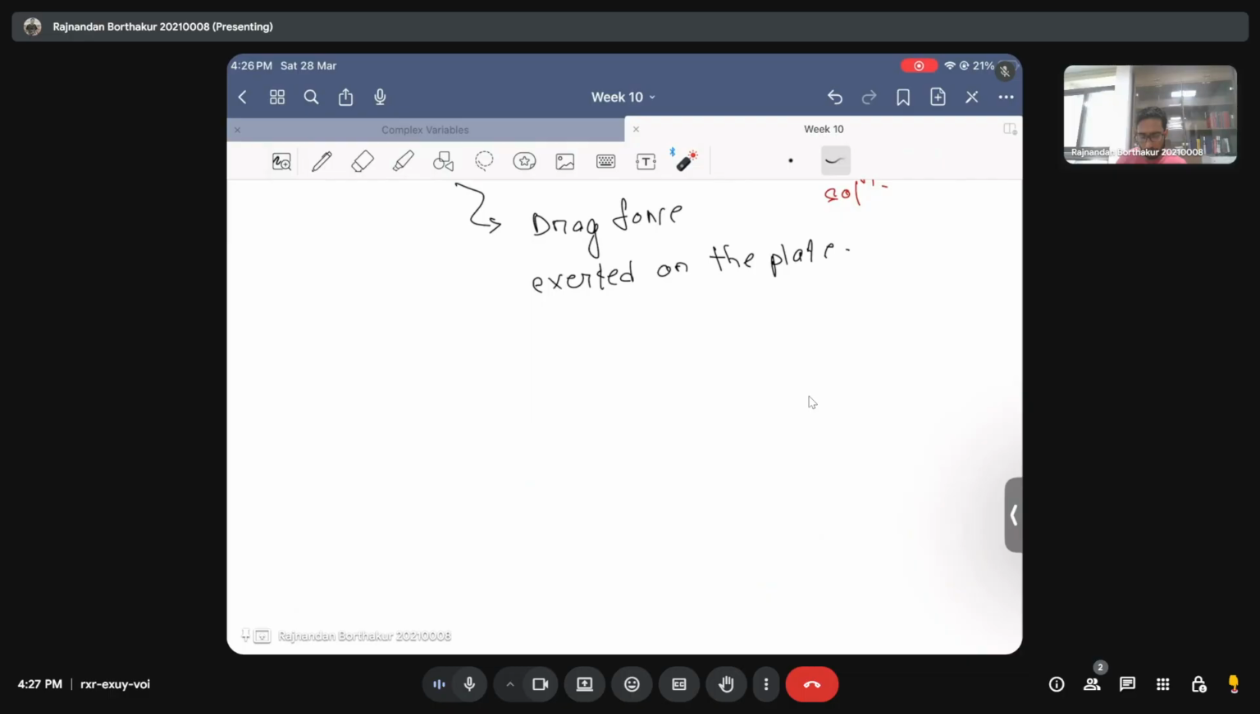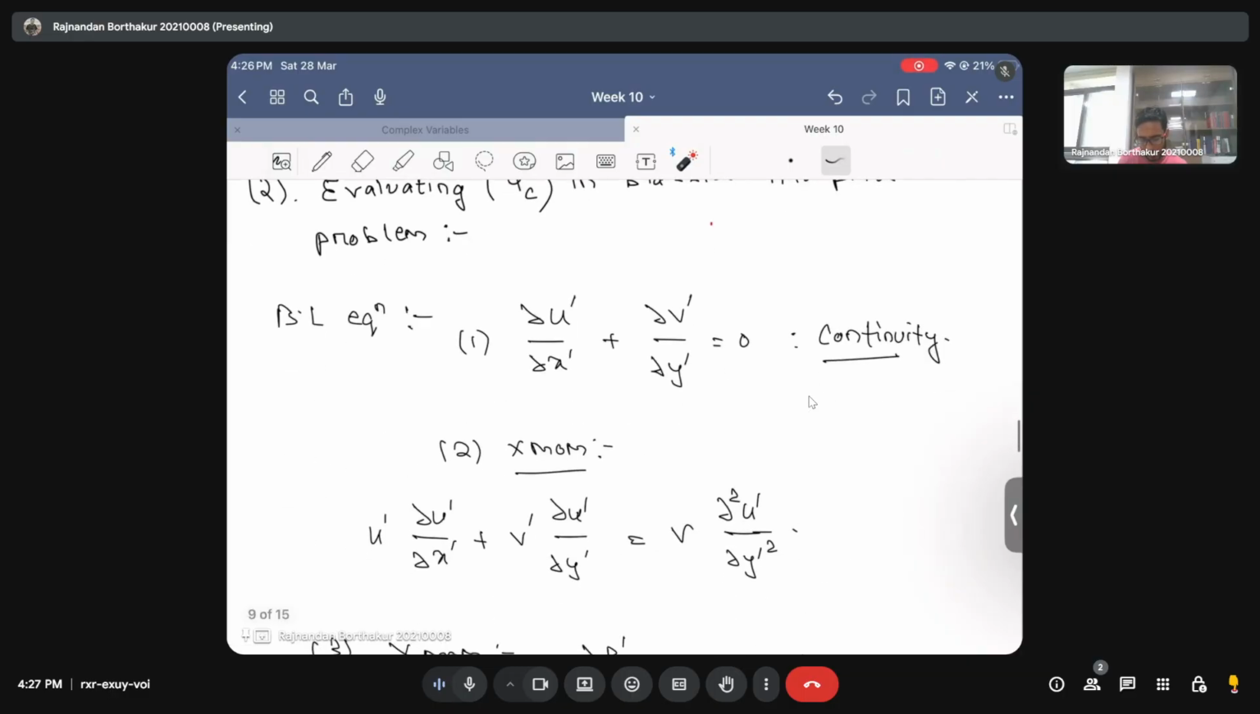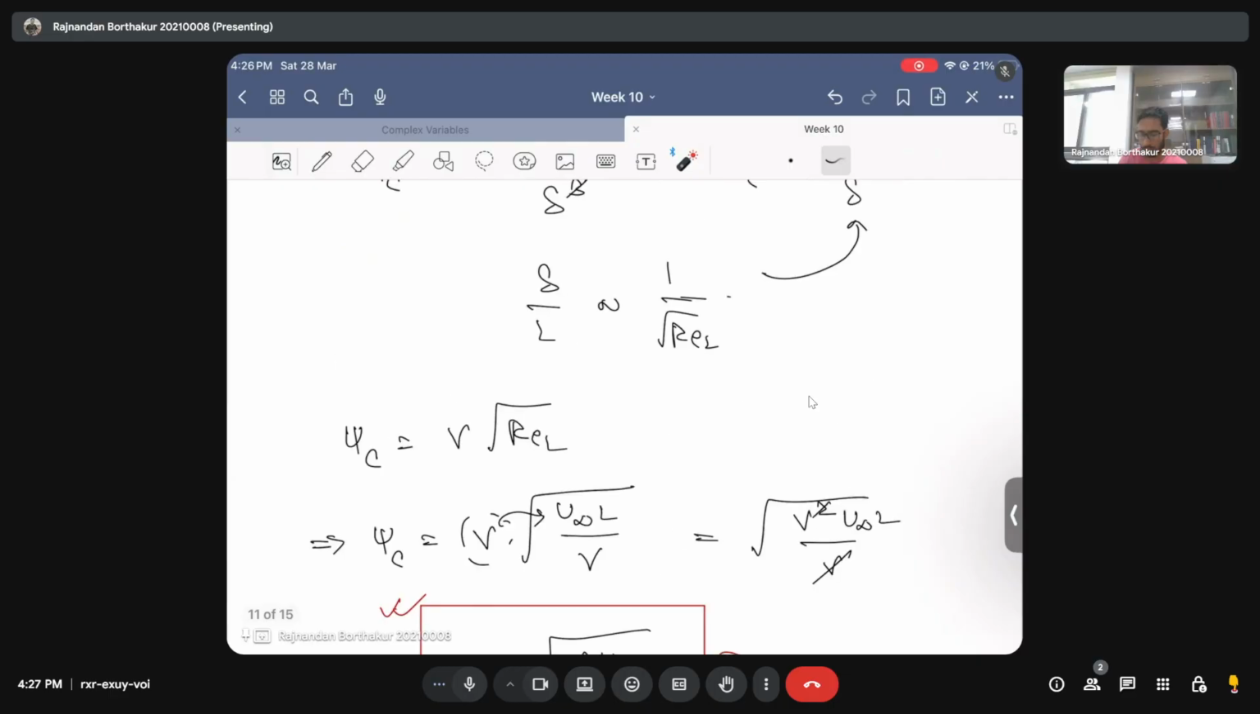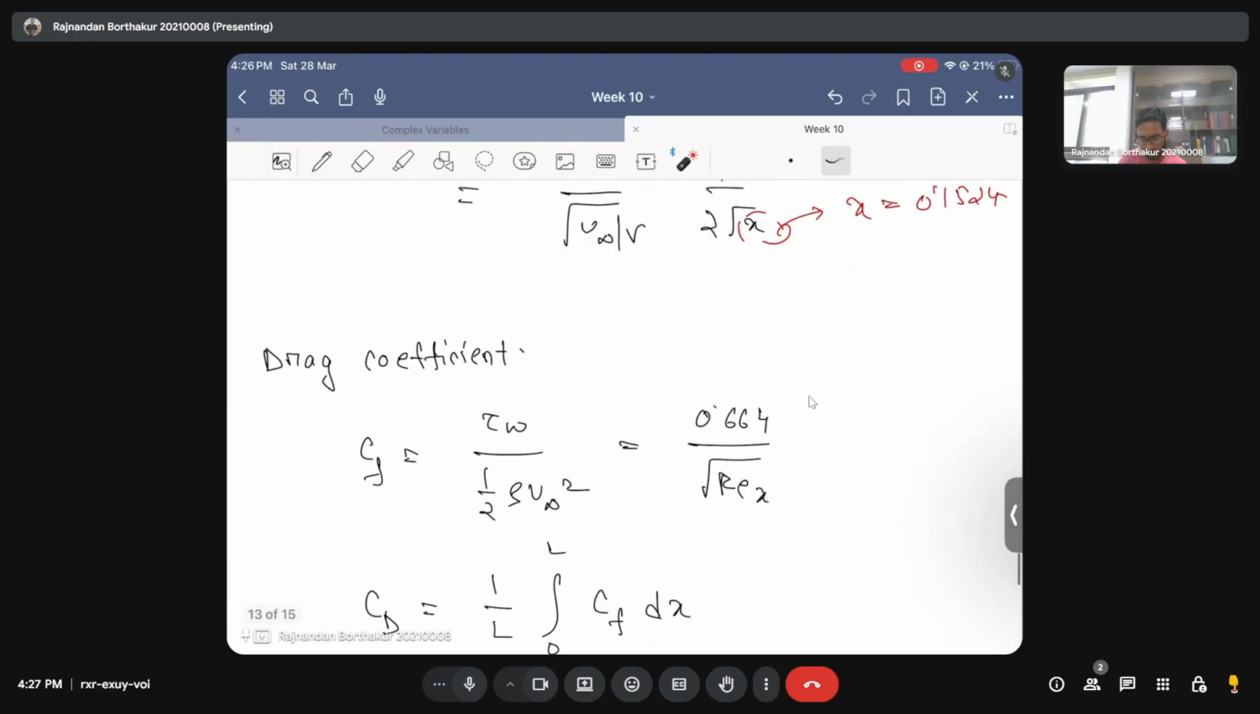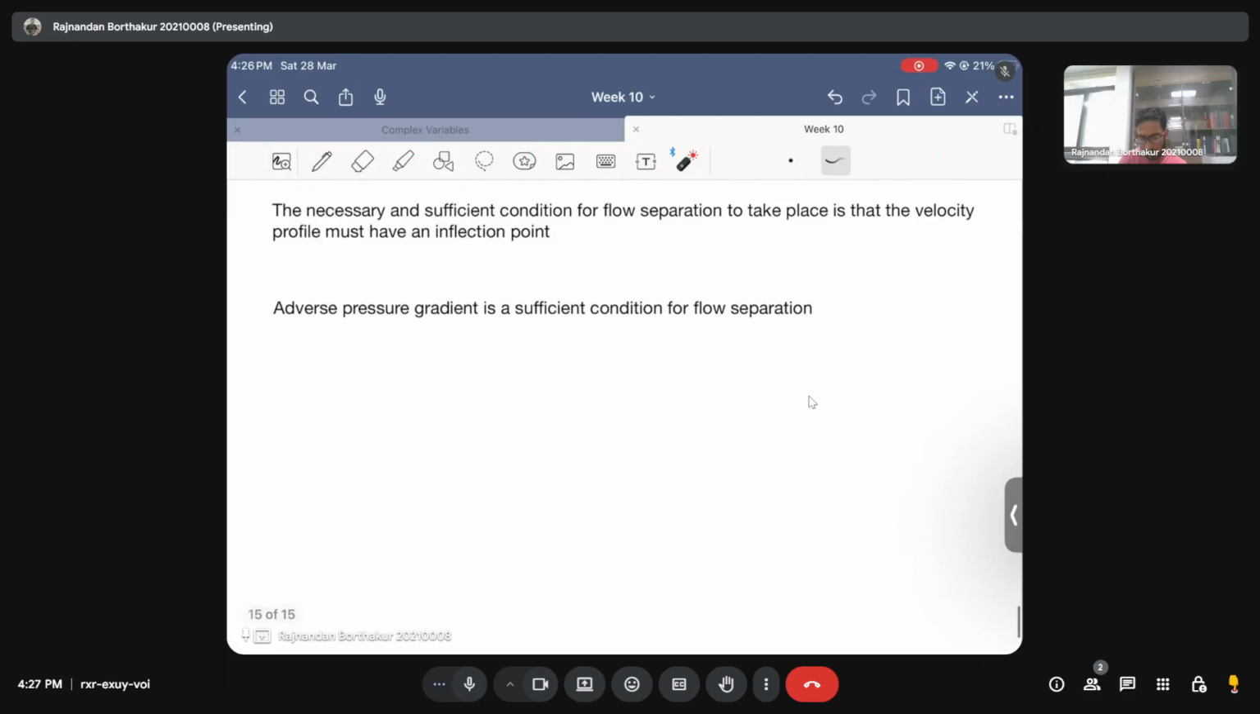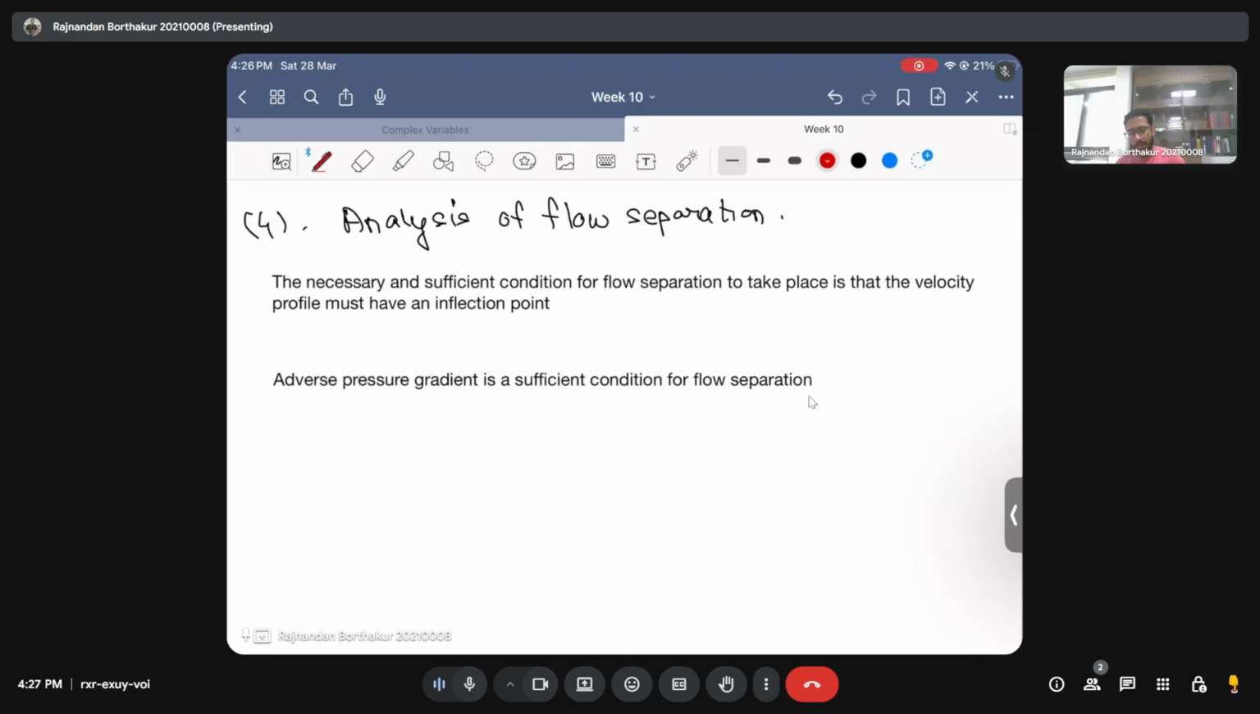So maybe we'll discuss one more problem. This problem is associated with flow separation, where actually we witness non-zero pressure gradient in the x direction. So we have a statement.